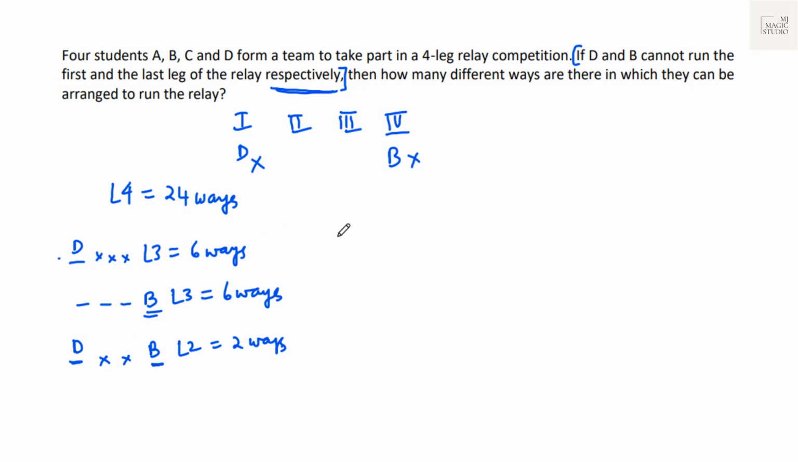So the final answer would be how many different ways they can be arranged with the given restriction. Total cases, minus starting with D, minus ending with B, add starting with D and ending with B, because these 2 cases we have taken twice in both of these. So 24 plus 2, 26, minus 12 is 14. There would be 14 ways in which this 4-leg relay competition can be held.